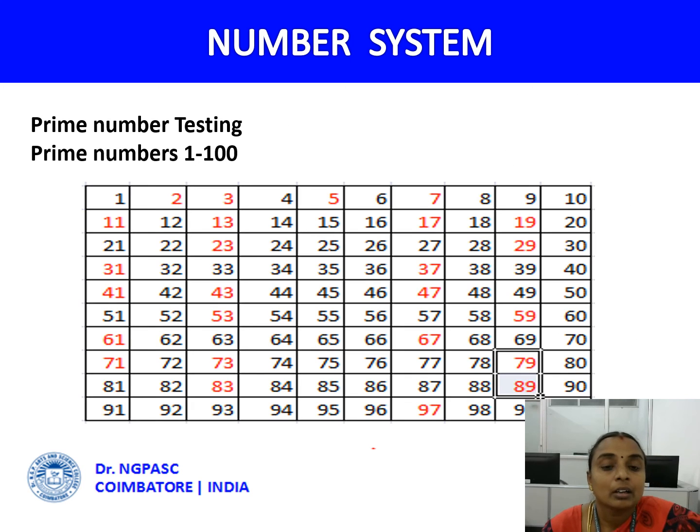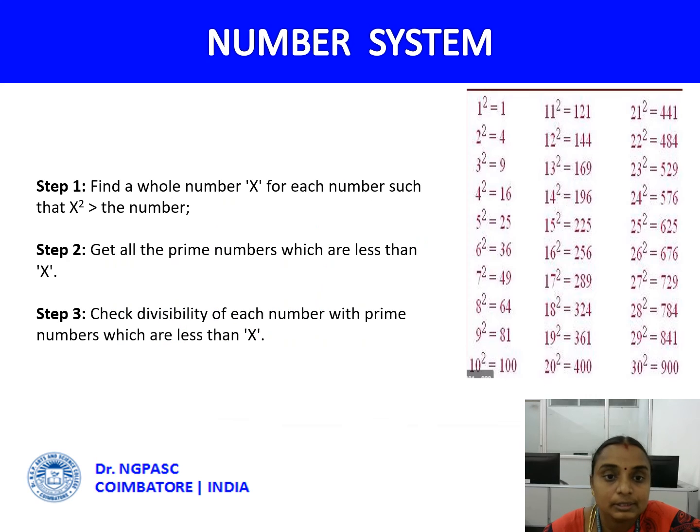Then we are moving to prime number testing. We all know the prime numbers from 1 to 100, so it is easy to remember. According to the next case, we don't know how to calculate whether a given 3-digit or 4-digit number is prime or not. So we have one shortcut method for this.